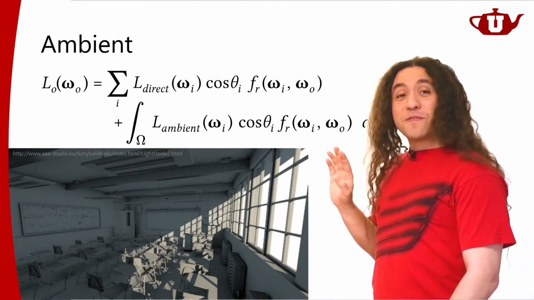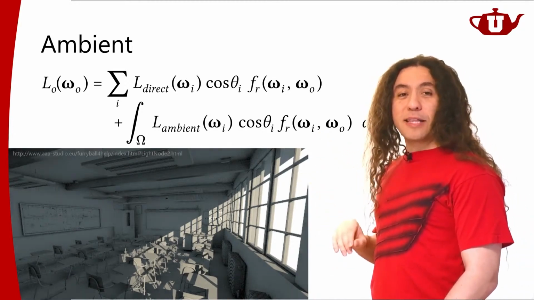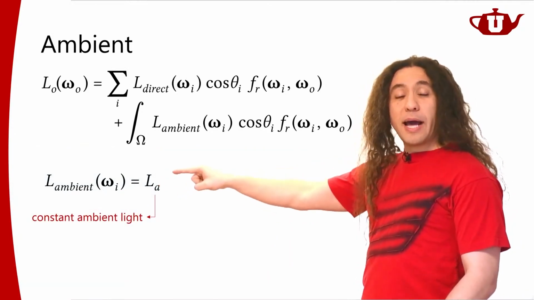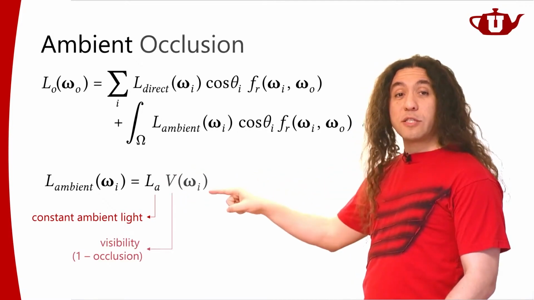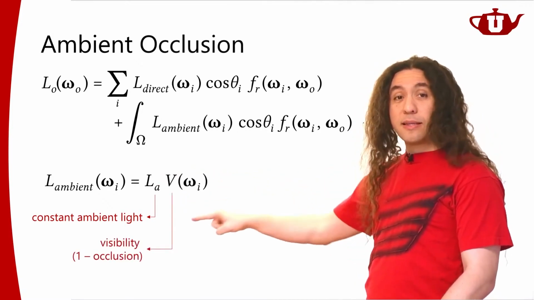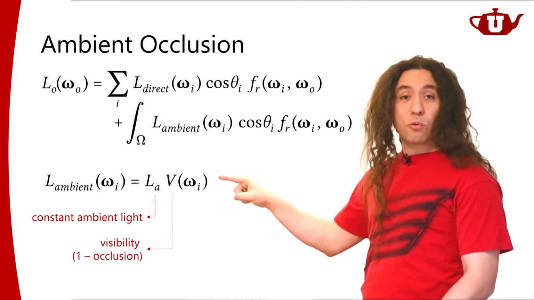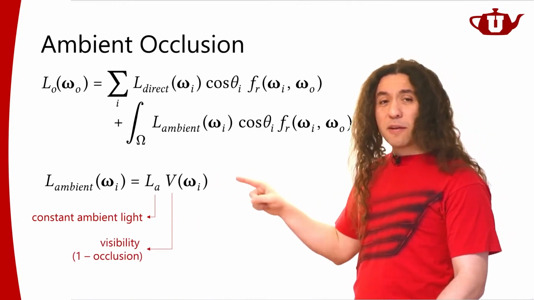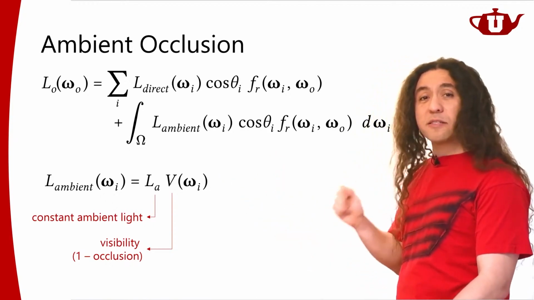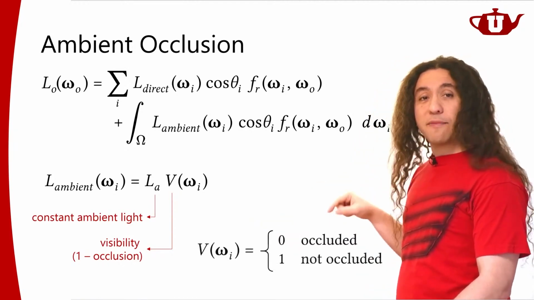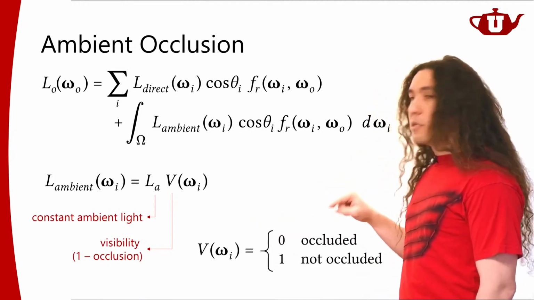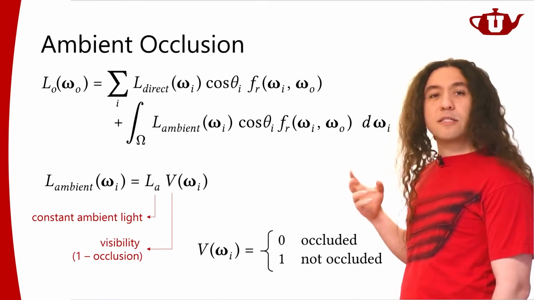So, for us to achieve something like this, we're going to take our simple ambient approximation and add an occlusion term to it and convert it to an ambient occlusion. So basically, I'm multiplying it with this visibility function, or 1 minus occlusion. And this visibility function is a very, very simple function, not a very complicated function. It's either 0 or 1 for any given direction. For a given direction, it's going to be 0 if that direction is occluded. It's going to be 1 if that direction is not occluded.